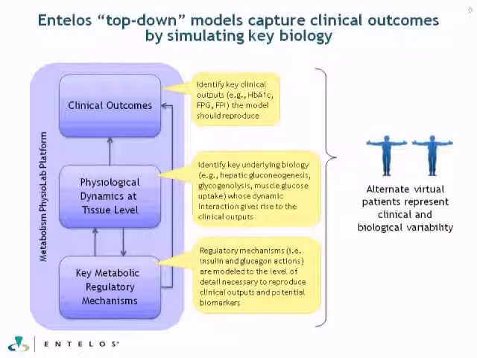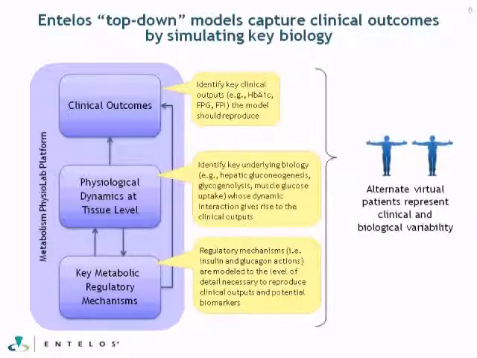In the Metabolism PhysioLab platform specifically, our interest here, for example, is to predict changes of plasma glucose and insulin during fasting, after a meal, or following an acute therapy, as well as the long-term progression of A1C over time. These are the outcome behaviors that our model should reproduce, which can be qualified against clinical data.